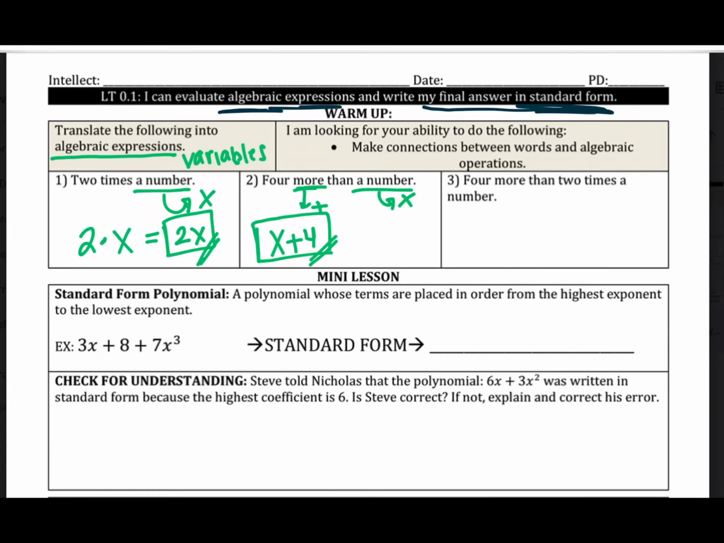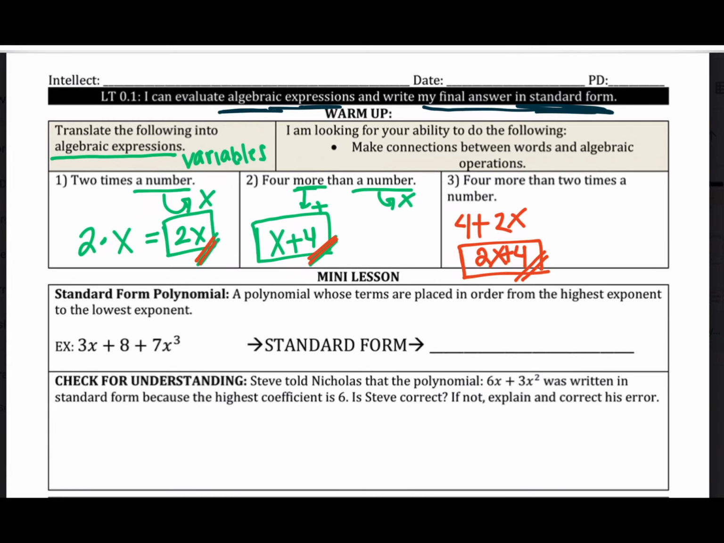And our last problem is asking for 4 more than 2 times a number. So it's like you're going to combine this problem with this problem. You want 4 more than 2 times a number. So we're going to take that 2x instead of just writing x. Because it's 4 more than 2 times a number, we want to make sure it's 4 more than 2x, which is 4 plus 2x. And going into standard form, we're actually going to write that as 2x plus 4. And that's going to be our final answer.